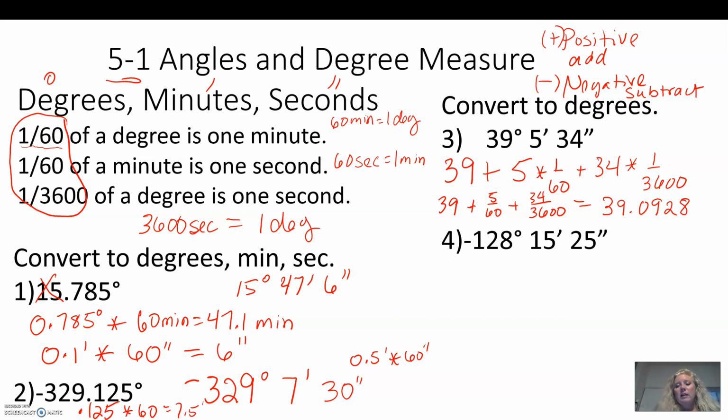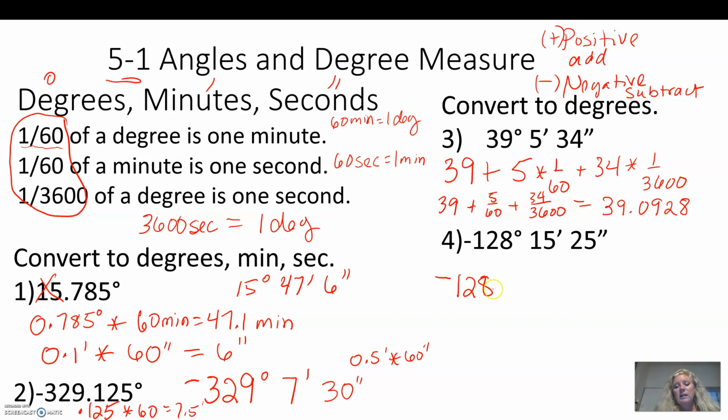All right, next one. I want you to pause the video and try this one on your own. And remember my little trick up here. If it's positive, you add. If it's negative, you subtract. So this one we added everything. This one's negative, so we're going to subtract everything. And you're going to start with negative 128. Pause your video. I am going to keep going, but you need to pause. Thank you.